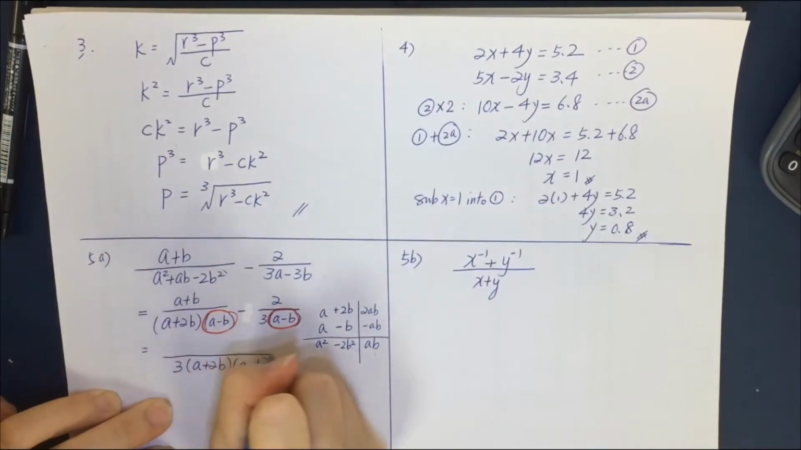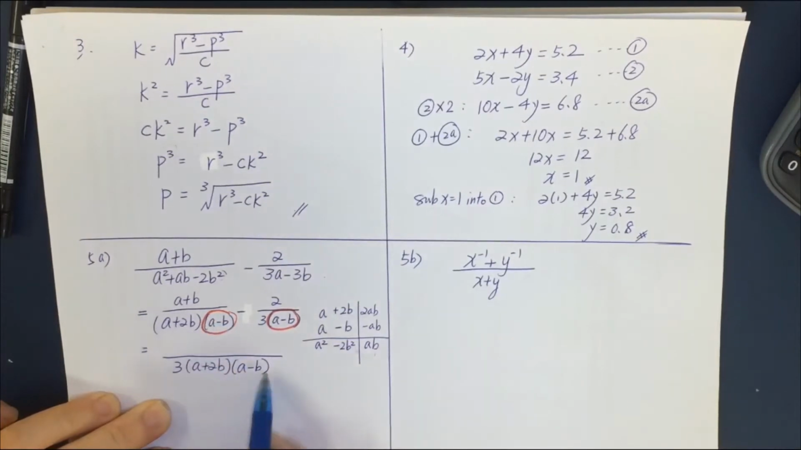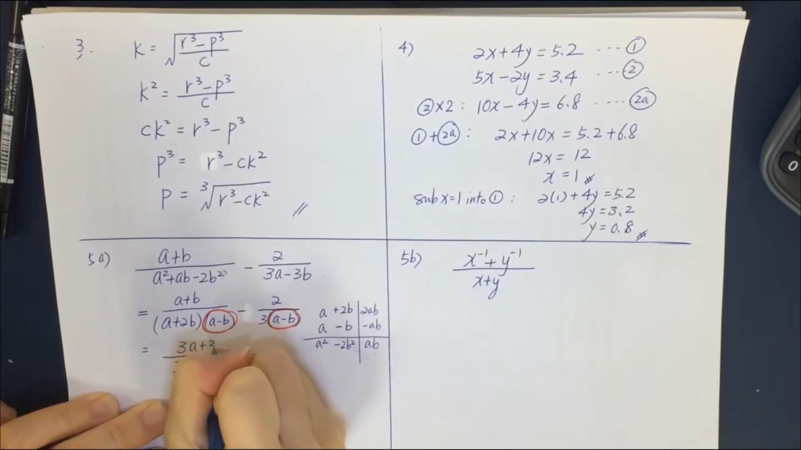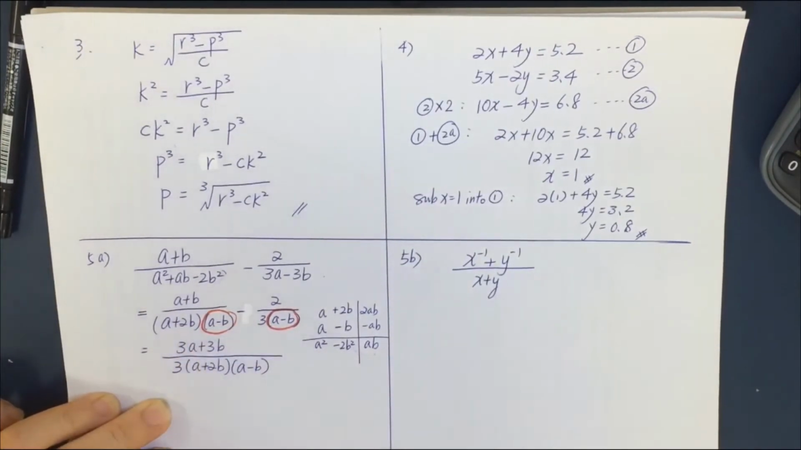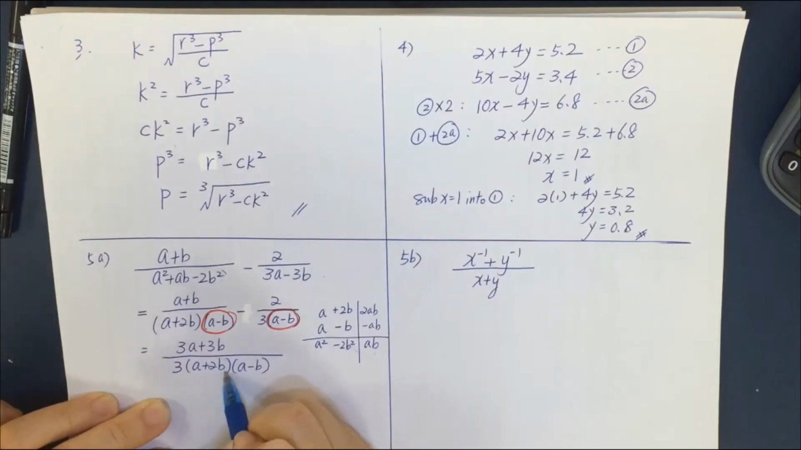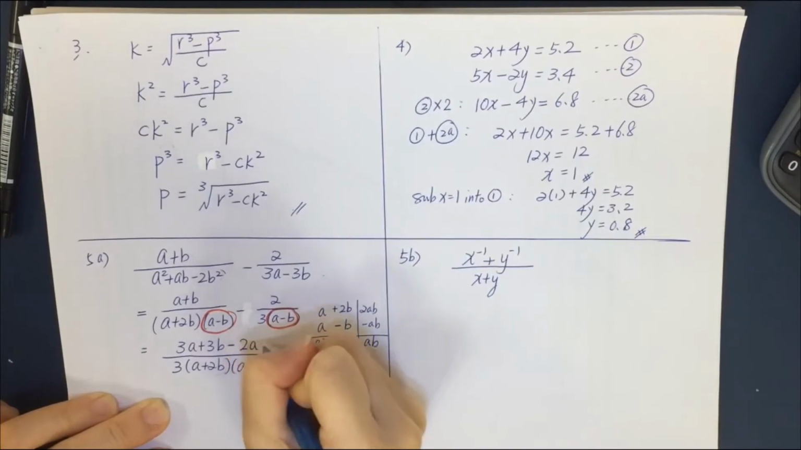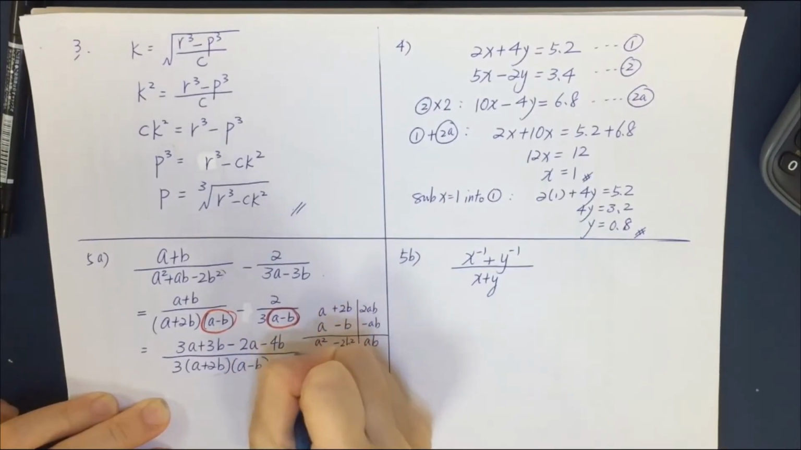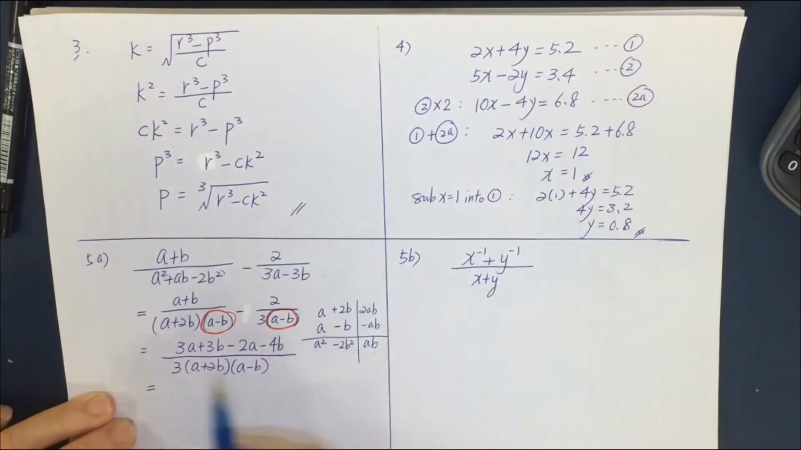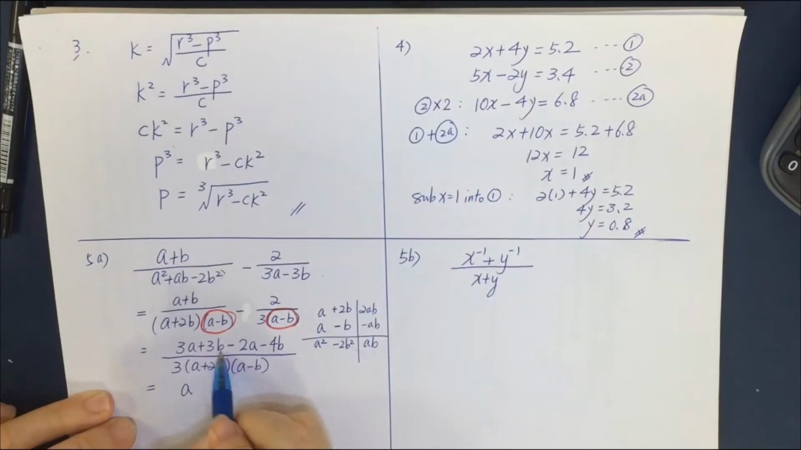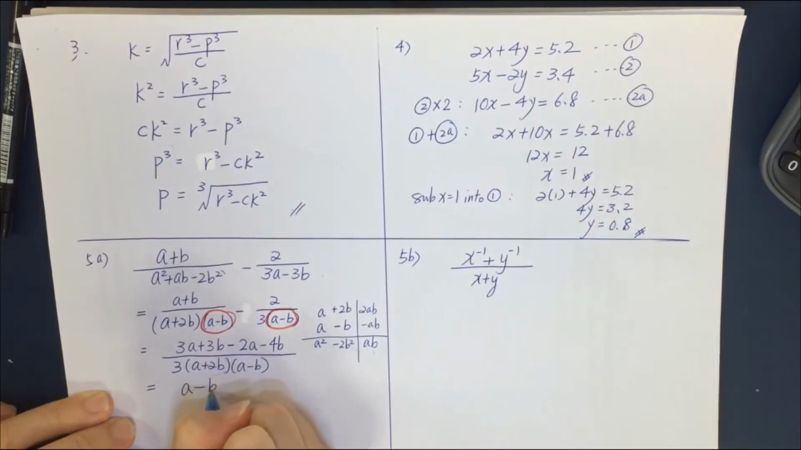So if you compare this one with this denominator, you actually multiply by 3, so you have to multiply 3 to the numerator. So you have 3a plus 3b. For this one, you have these two terms there, so you actually multiply by a plus 2b. So you need to multiply your 2 to the a plus 2b, so you have negative 2a minus 4b. So here 3a minus 2a is a, and 3b minus 4b is negative b.